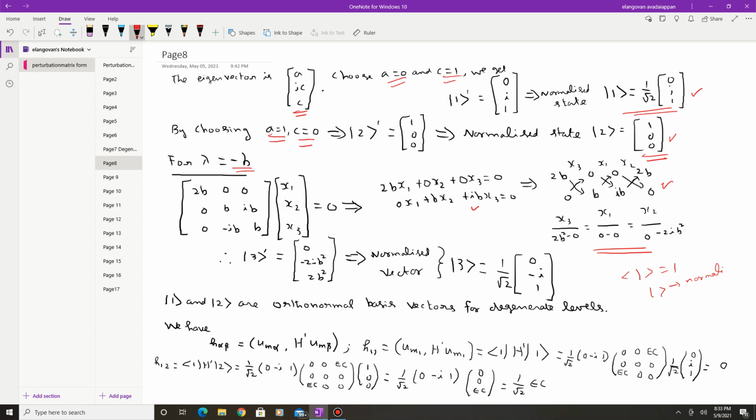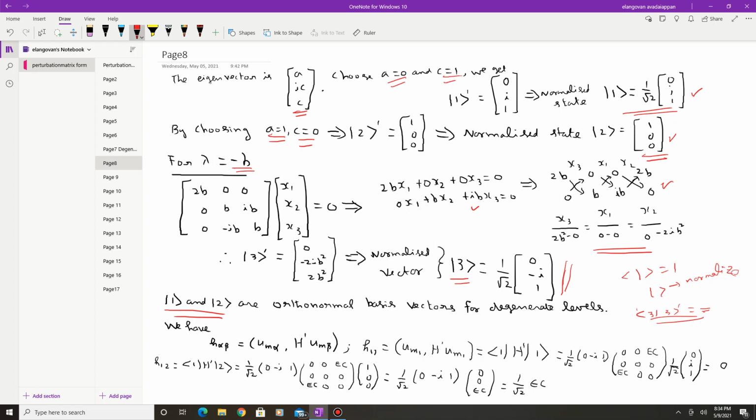It is normalized, this must be 1. So you take 3 prime. So in this problem you have to choose 3 prime and again 3 prime. You find this value, and this must be made 1 by choosing a constant, the normalization constant. So this is the expression. So this is a standard procedure. So 1, 2 are the orthonormal basis vectors for the degenerate levels, whereas this is for the non-degenerate.